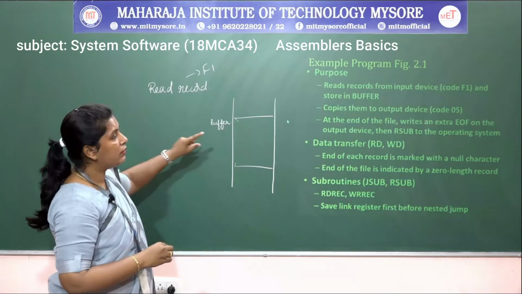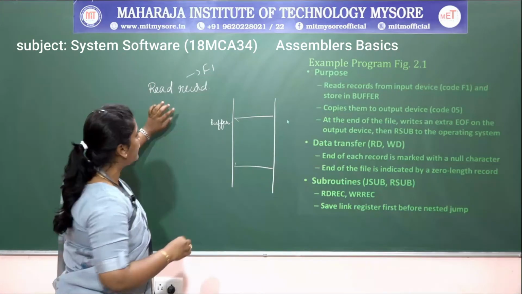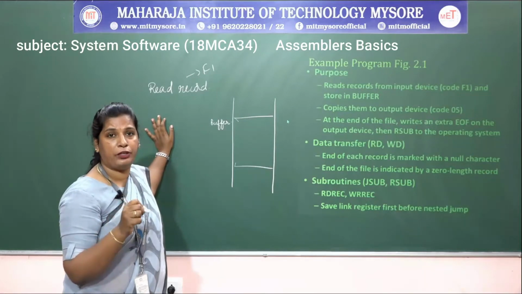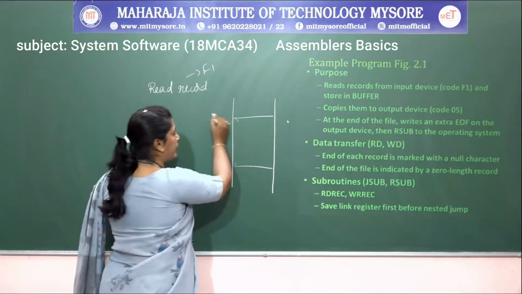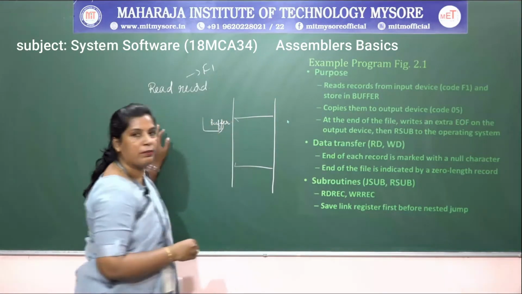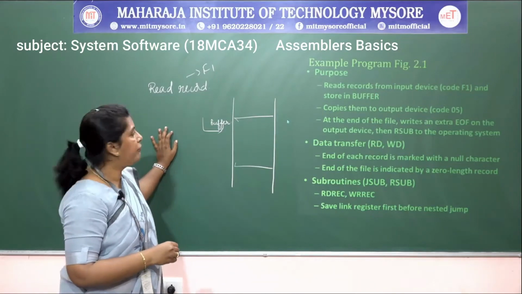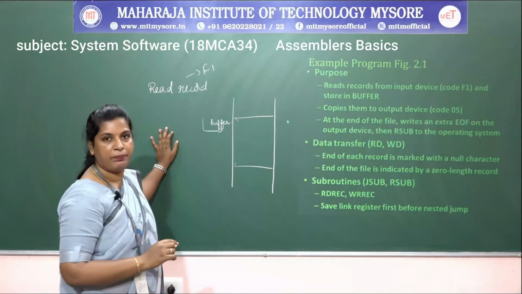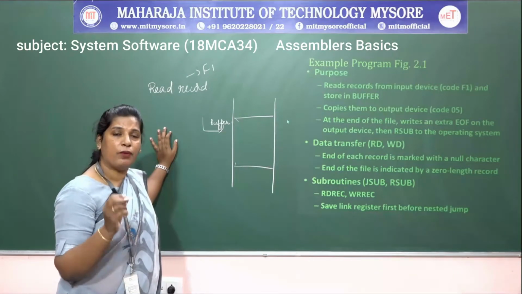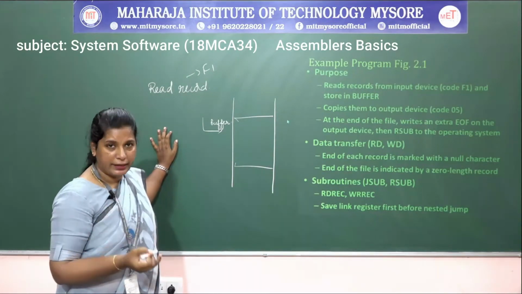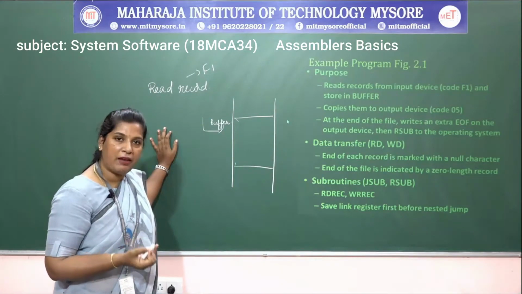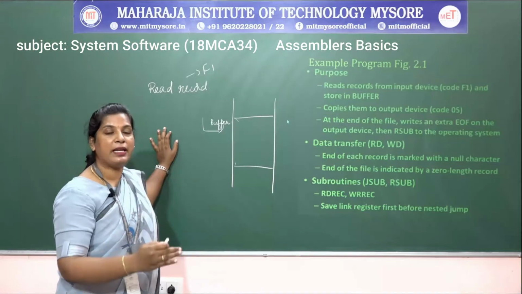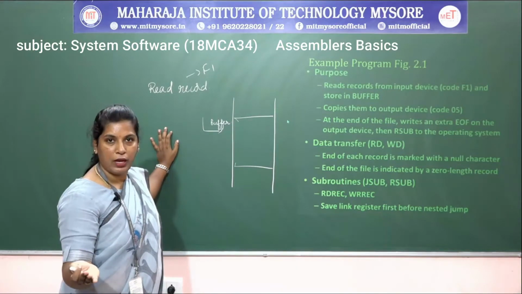After that, for reading each character from the input device, each character must be stored into a buffer. After that, it copies them to the output device. Once one record is read, that record might have any number of characters. Once the first record is finished, the same record has to be displayed onto the output device.